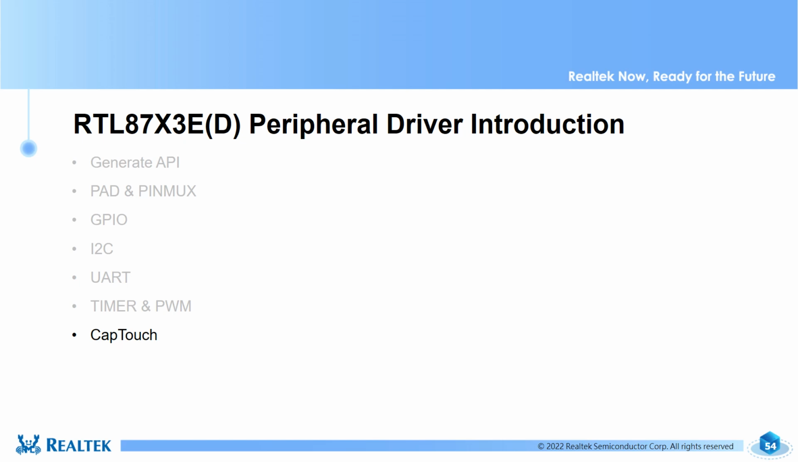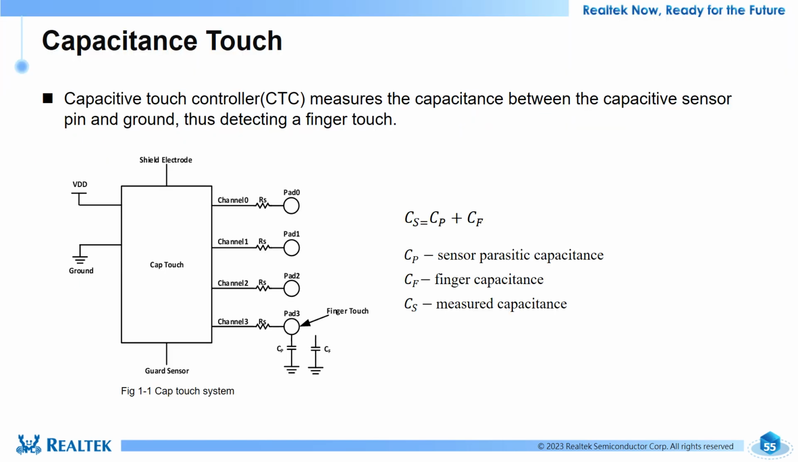Capacitance touch. Next, I will introduce CapTouch. The capacitive touch controller uses a single pin and measures the capacitance between the capacitive sensor pin and ground. The capacitive touch controller uses changes in capacitance to detect the presence of a finger on or near a touch surface. As shown in the figure below, the sensor parasitic capacitance is called CP.